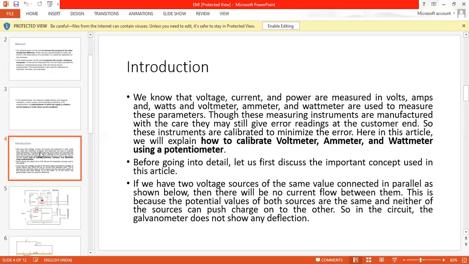Before going into detail, let us first discuss the important concept used in this article. If we have two voltage sources of the same value connected in parallel as shown below, then there will be no current flow between them. This is because the potential values of both sources are the same, and neither of the sources can push charge onto the other. So in the circuit, the galvanometer does not show any deflection.